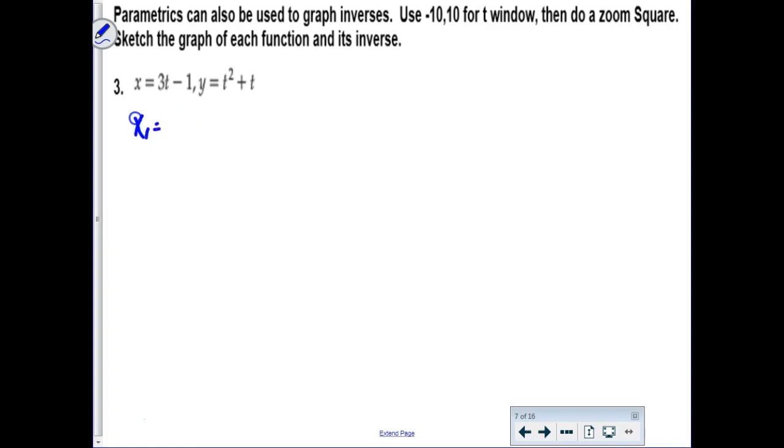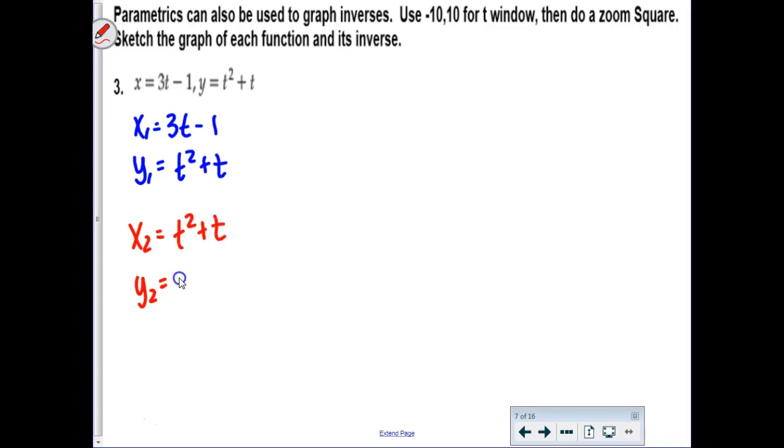On our calculator, we're going to graph x1 to be 3t minus 1, and y1 to be t squared plus t. And then underneath it, I don't know if you noticed this, but you have multiple parametric options, just like how you always have y1, y2, y3. Well, there's a bunch of other guys. So for x2 and y2, shouldn't we just switch these around? Because that's the whole premise of inverses. They switch. So t squared plus t for x, and 3t minus 1 for y.